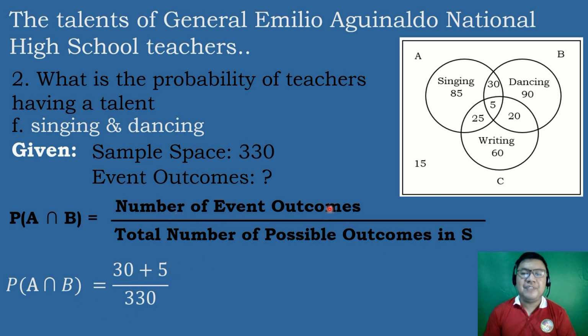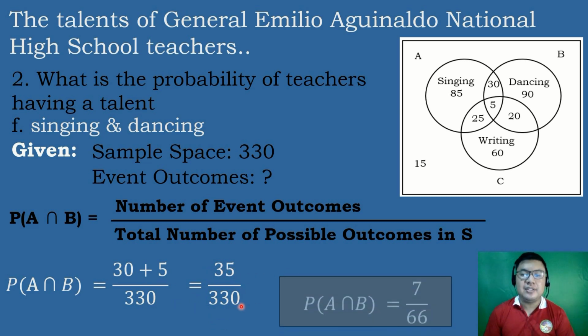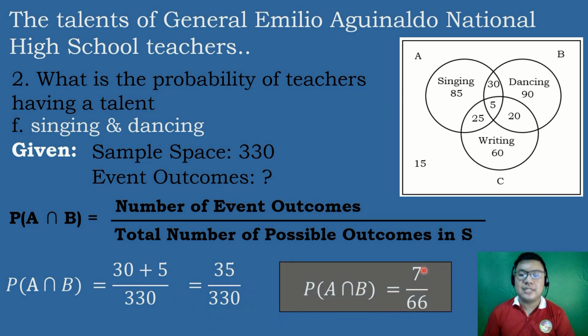The number of event outcomes is equal to 30 plus 5, which is equal to 35, all over 330. And then simplifying this will be equal to 7 over 66. Therefore, the probability of teachers having a talent in singing and dancing is equal to 7 over 66.